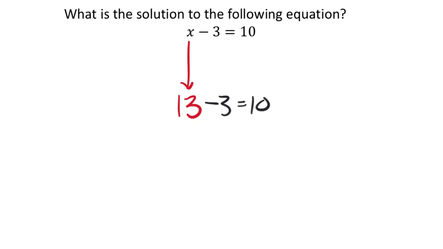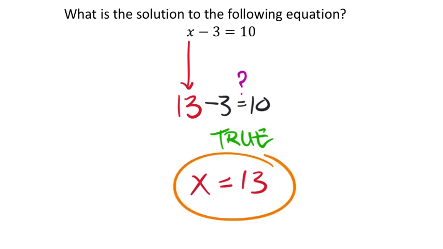I guess I should ask that like a question. 13 minus 3 equals 10? Yeah, that's true. Okay, so again, we would write the solution as X equals 13. We did it. Now, I'm not showing a specific mathematical strategy to solve for that X, and that's kind of on purpose, just so we can understand what we're actually trying to do here.